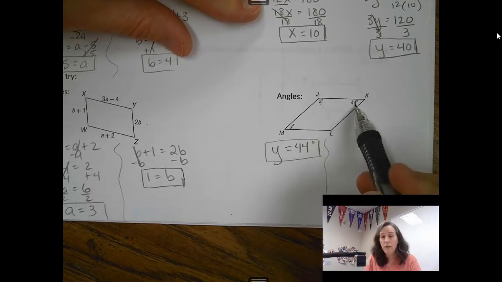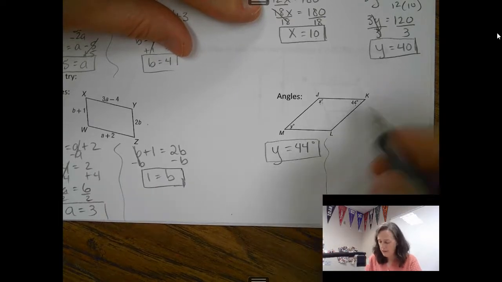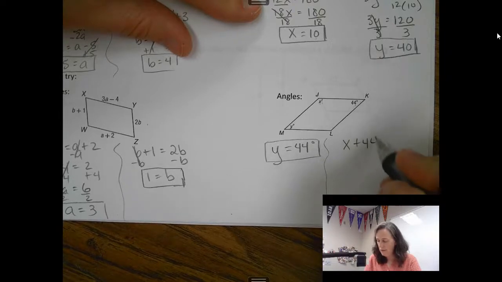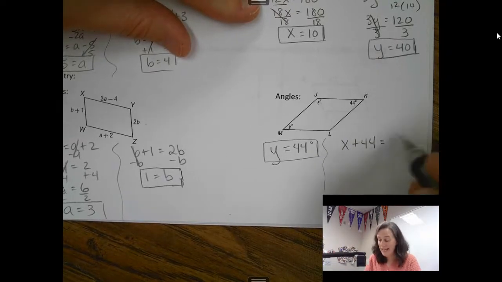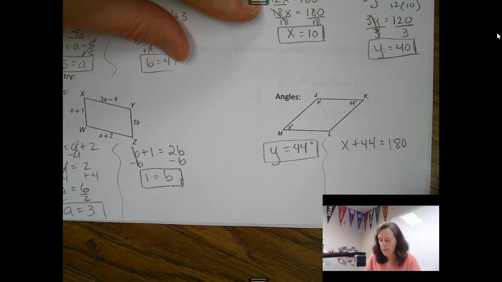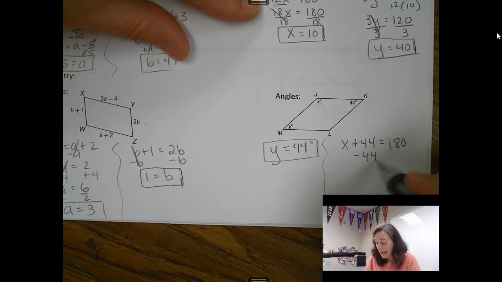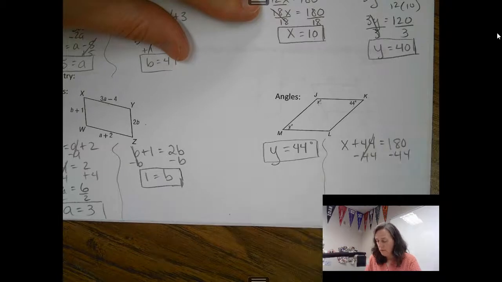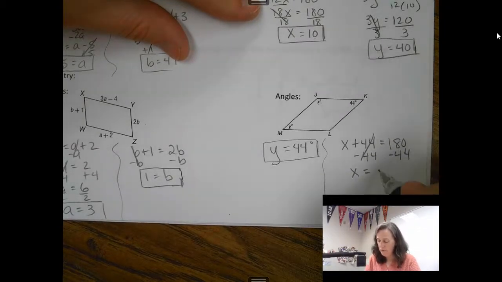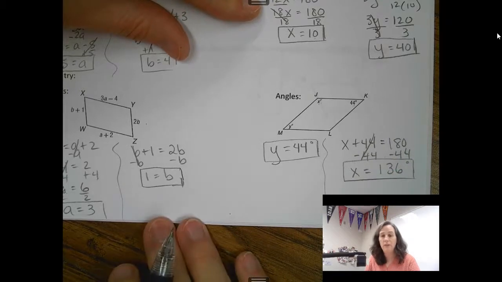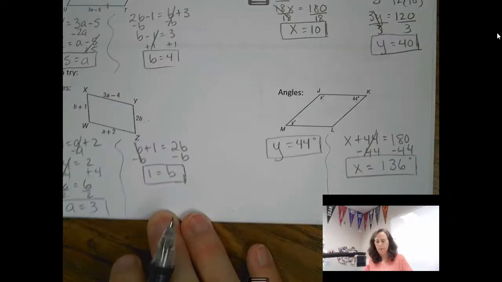X plus 44, they're consecutive, they're right next to each other. X plus 44 should equal 180. Okay, which means we just need to subtract the 44 that's on that side, and 180 minus 44 is 136. And I'm going to put degrees on that one too, but you don't have to do that. Okay, so we solved that. Both of those, not too bad. All right, let's turn the page over. On the back side.